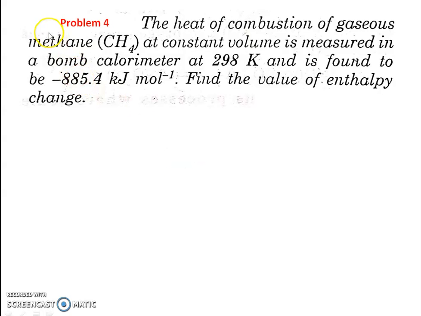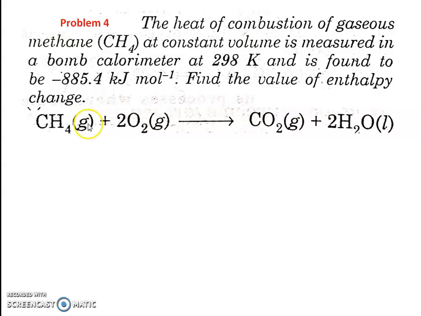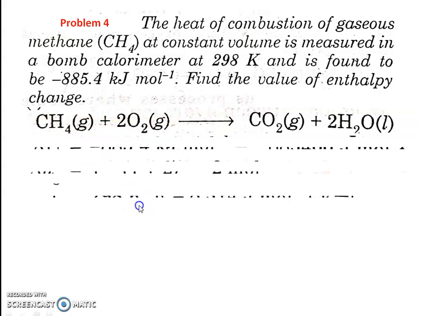And the last problem, number 4. The heat of combustion of gaseous methane at a constant volume is measured in a bomb calorimeter at 298 Kelvin, and it is found to be minus 885.4 kilojoule per mole. Find the value of enthalpy change. So this is the chemical equation. CH4 gas, that is methane gas, combines with 2 moles of oxygen gas, gives carbon dioxide gas plus 2 moles of water liquid. So this is the equation of combustion of methane.